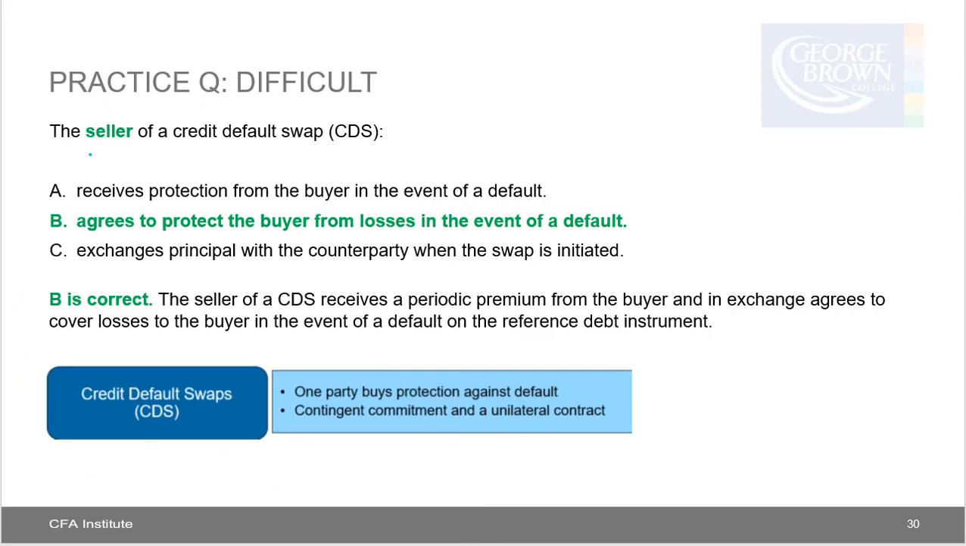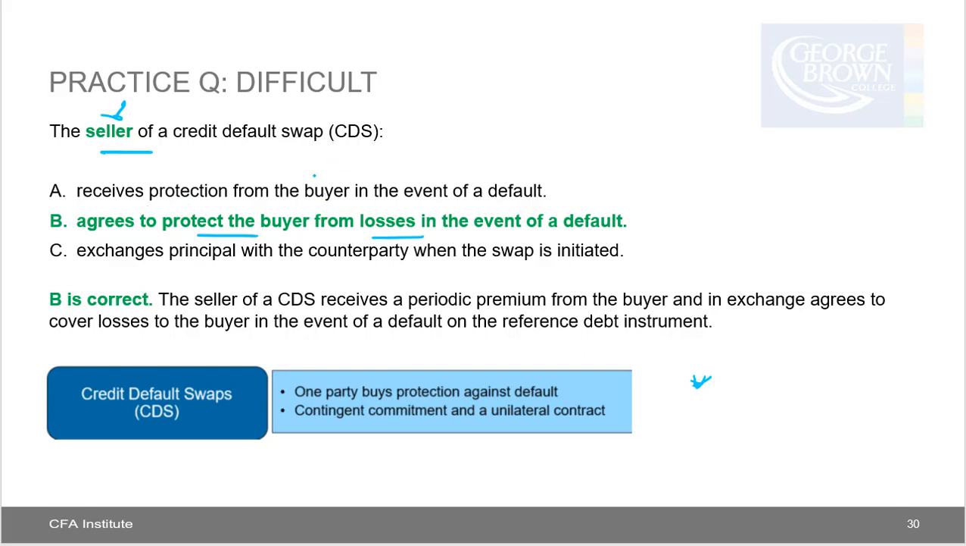Okay, that question is not too difficult, but again, it's the importance of really a laser-like focus on reading the questions and picking up on the key words. In this case, the keyword is the seller. The seller of a credit default swap agrees to protect the buyer from losses in the event of the default. Because remember from the previous slide, with a credit default swap, that one party buys protection, so the buyer is buying protection. The buyer receives protection from the seller.